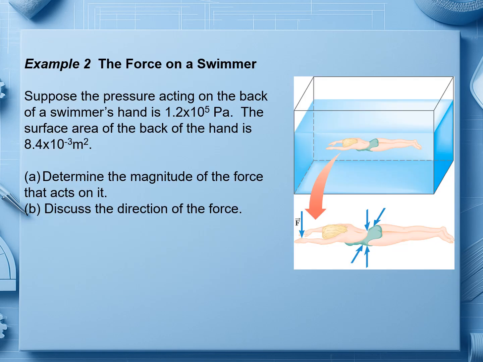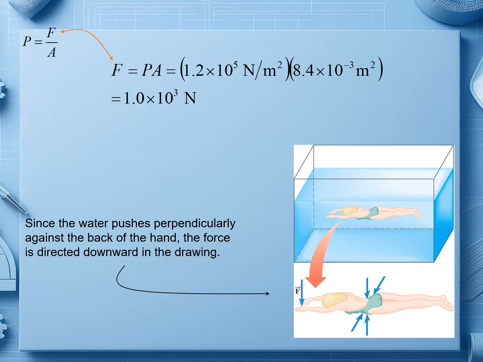In this example, the pressure on the swimmer's hand is 1.2 times 10 raised to 5 Pascal, and the area is 8.4 times 10 raised to negative 3 square meter. We just multiply these to find the force, and then we consider the direction. So the force is 1.0 times 10 raised to 3 Newton. Since the water pushes perpendicularly against the back of the hand, the force is directed downward in the diagram.